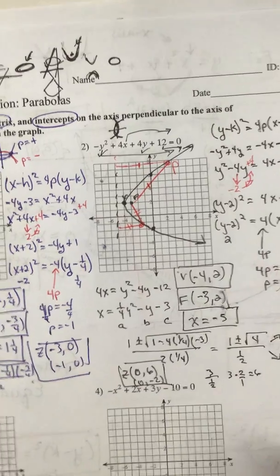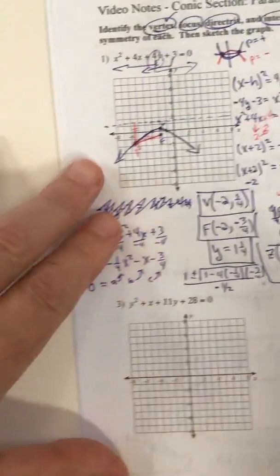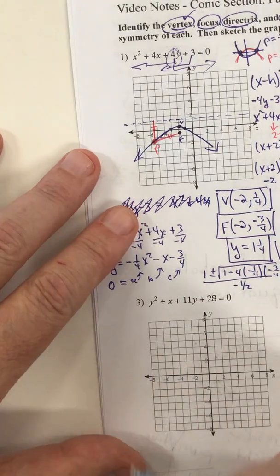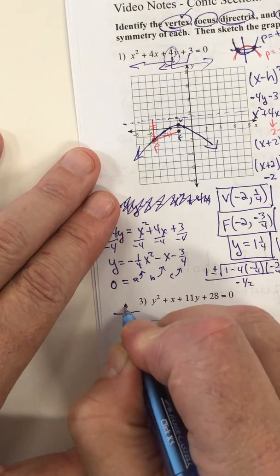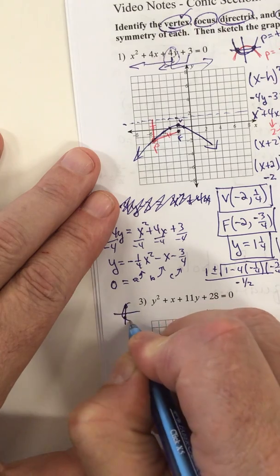Okay, it's just practice. You just got to go through the process and practice them. This one is a y squared. That means it's going to look something like this. It's going to cross the y twice. It's either to the right or to the left.